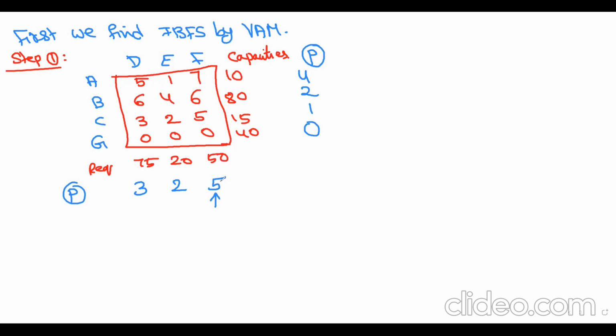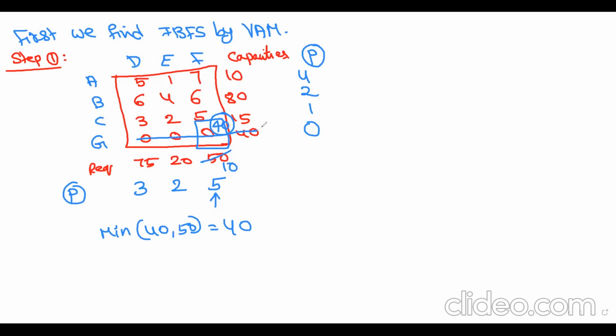In this column, we have to search for the least element. What is the least element here? 0. So we have to make the allocation as the minimum of 40 and 50. How much? 40. So we have to allocate 40. Now the row is satisfied, cancel it. And the column is left with 10.